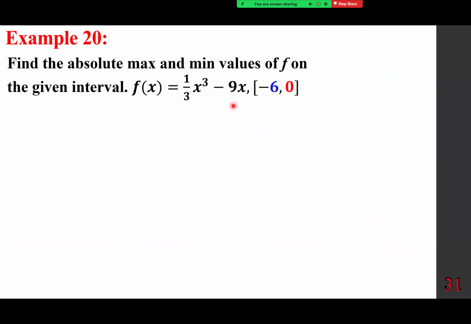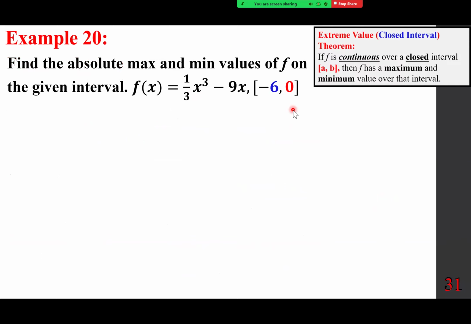All right. We want to find the absolute max and min values of f on the given interval, where f of x is 1/3 x cubed minus 9x in the interval of -6 to 0. So here's the extreme value or closed interval theorem. If f is continuous over a closed interval a to b, then f has a maximum and minimum value over that interval. So f must be continuous, and the given interval must be closed.